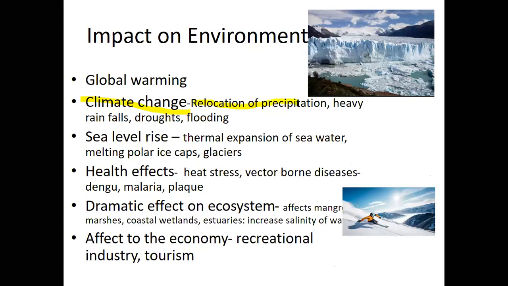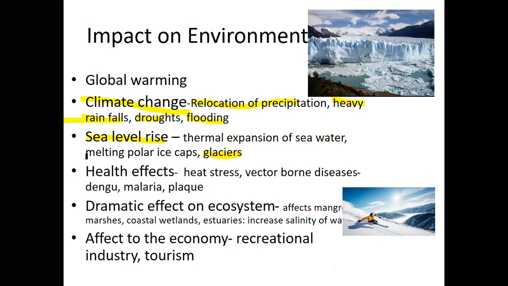The precipitation may be the snow precipitation or the rainfall. Then it causes heavy rainfalls, droughts in some areas, flooding in some areas. So due to the greenhouse effect, the climate is changed. Then the sea level rises. The sea level rises due to the melting of glaciers. Due to the melting of glaciers, the water level is increased.